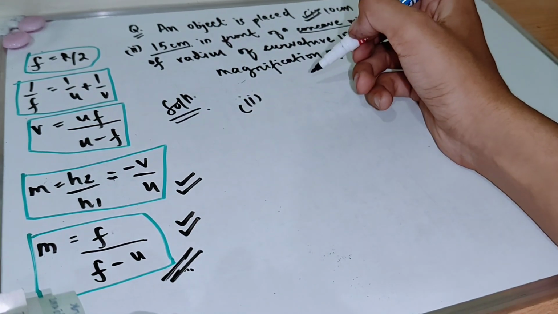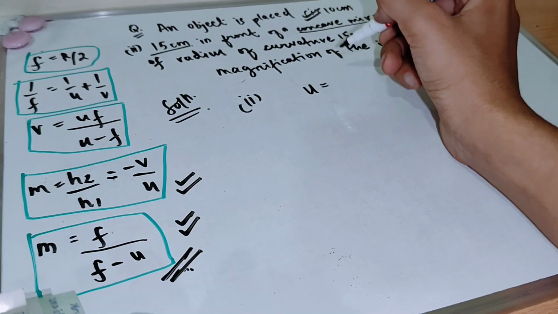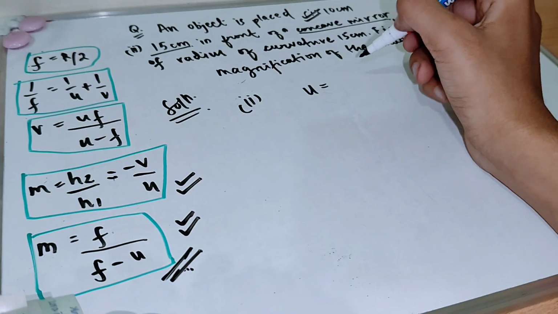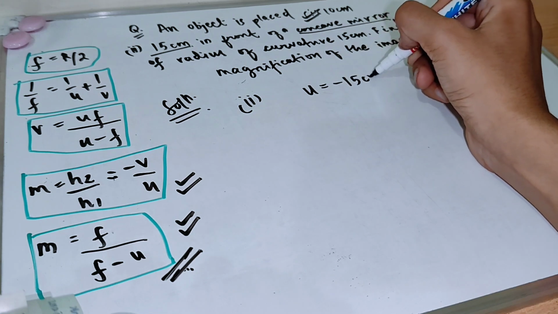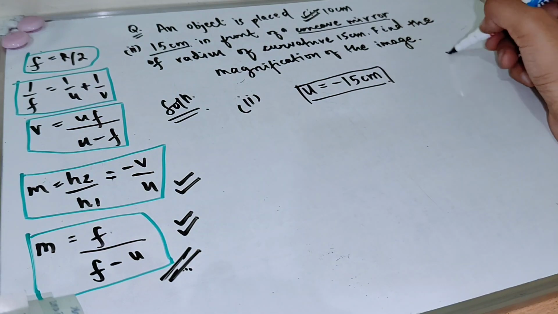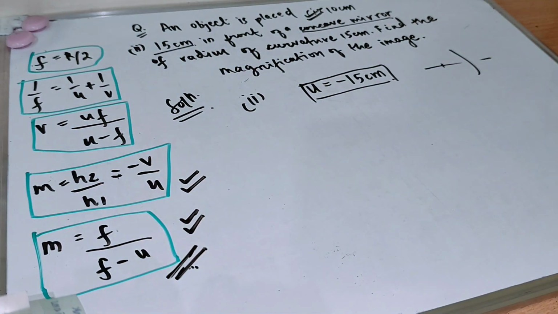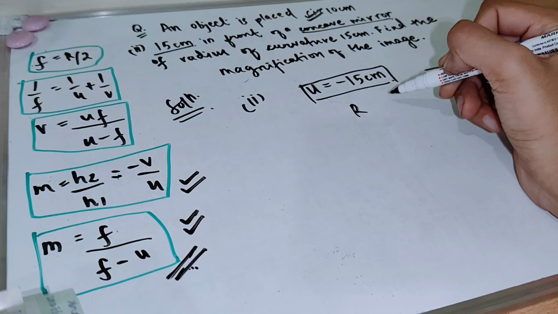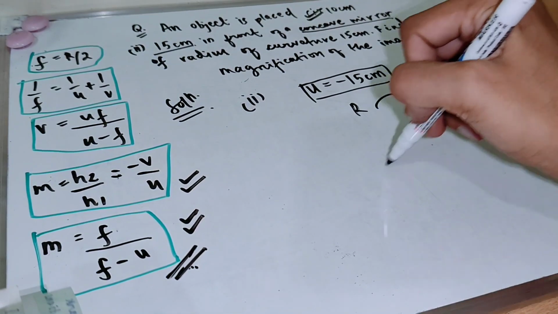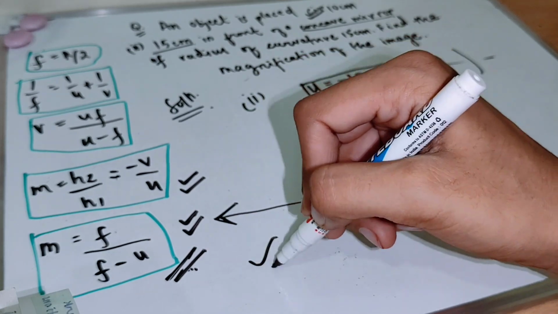it by yourself, in which you will take u as 15 centimeter. So do make sure to take it as minus 15 centimeter, because it is always taken on the left hand side of the mirror. You know the value of r, you can get to know the value of f, and then put these values into this formula.